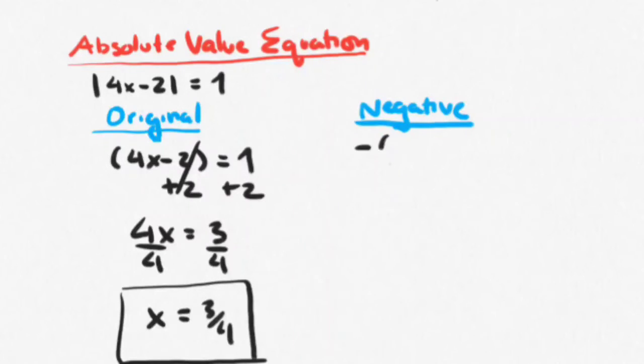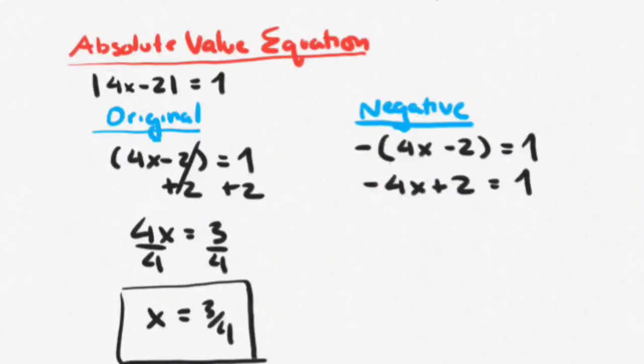And for the negative equation, we're going to put a negative outside: negative (4x minus 2) equals 1. You're only adding the negative on one side of the equation; you don't add it to the other side. And now you distribute it. Negative 4x, and negative 1 times negative 2 is a positive 2, equals 1.